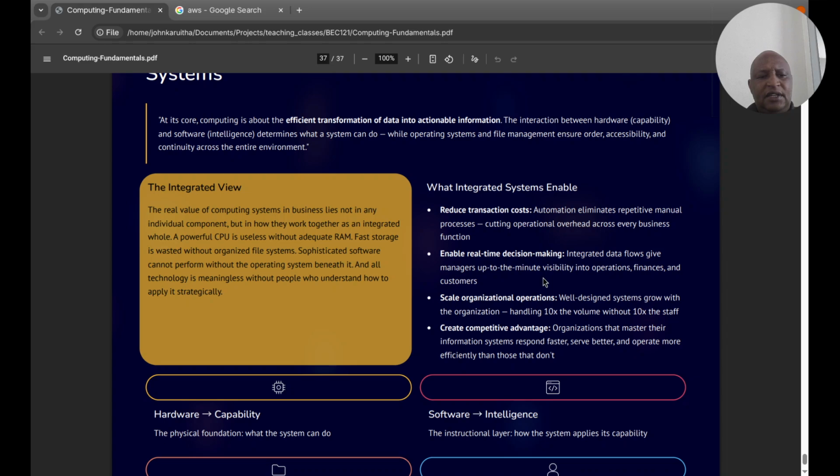So as we conclude, we will say that the real value of a computer system lies not in any individual component, but in how they work together. The hardware, the software, the people, and the processes, and so on. They have to work together. In many cases nowadays, we are moving towards what we call integrated systems, like the ERP, because they enable us to, at a glance, see what is happening in the organization.